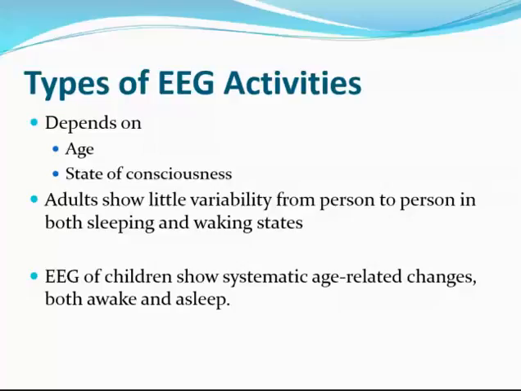Right, now let's look at the types of EEG activities. And they depend on age, they depend on state of consciousness. These are two things. Adults show little variability from person to person in both sleeping and waking states. EEG of children shows systematic age-related changes both awake and asleep.